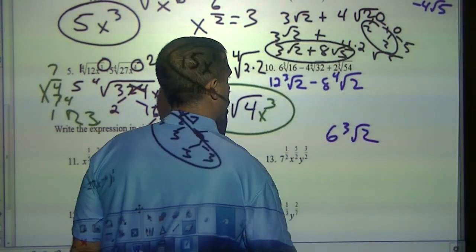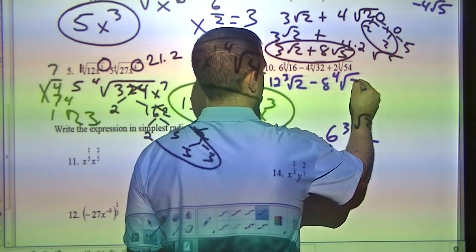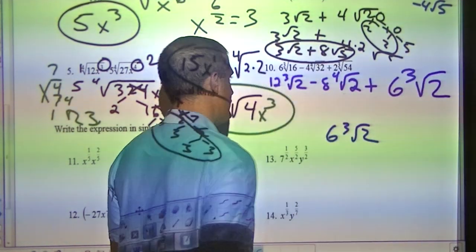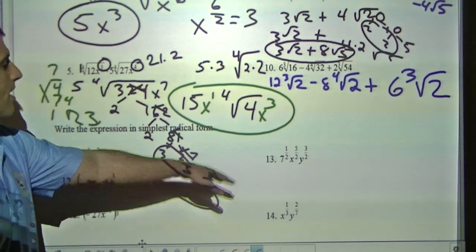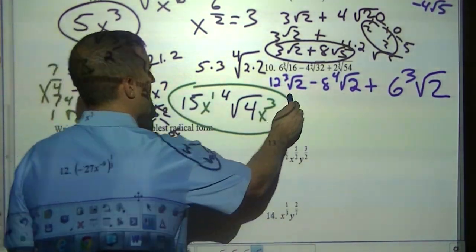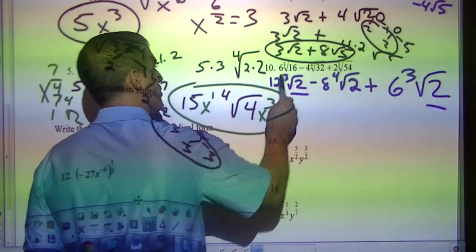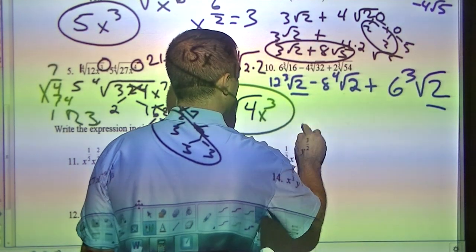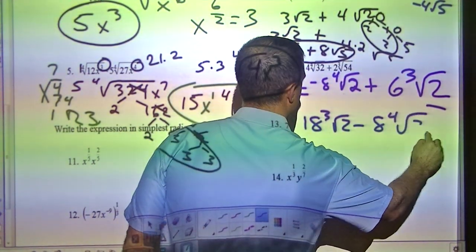Okay, so I got plus 6 cube root of 2. All right, now that we're at that point, I know that was a lot of work there. What I want to do is combine. The only ones I can combine are this one and this one, because same number inside, same root. You can't combine this one because it's got a 4 there. So 12 plus 6 is 18. So 18 cube root of 2 minus 8 fourth root of 2.